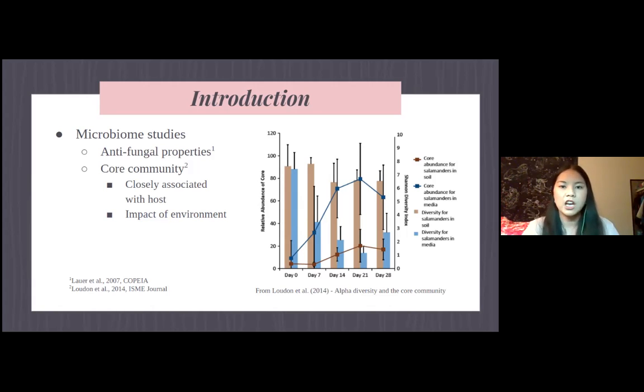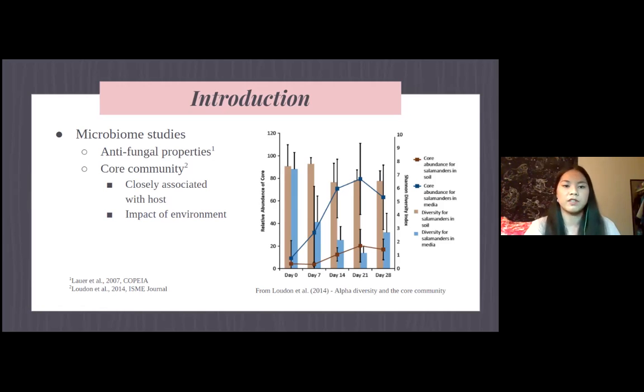And so one of the studies we focused a lot on was by Loudon and his team from 2014. In that study, they found what they called a core community of bacteria. They found this core community by dividing up all the information that they got, and they divided the bacteria into 8 different operational taxonomic units, or OTUs, that were found across over 90% of the salamanders in their sample. With that, they found that this core community, of course, was associated with all of their salamanders, but was also really impacted by the environment.